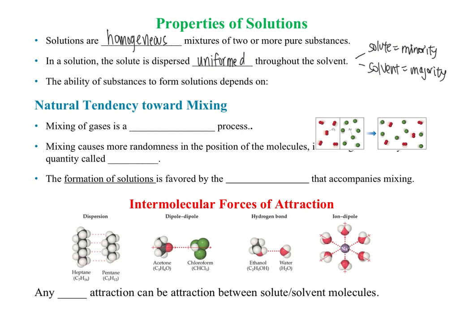So whether or not a solution is going to happen will depend on a few things. First thing, the natural tendency towards mixing. One of the reasons why I wanted to talk about thermodynamics before this chapter is to talk about entropy. Mixing generally, especially with gases, is a spontaneous process. If I have two different gases separated by a barrier, once I open that barrier, they're more likely to be mixed throughout. So this mixing increases the amount of randomness, which therefore increases entropy.